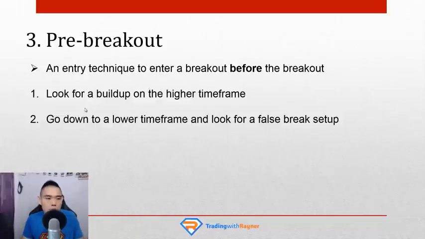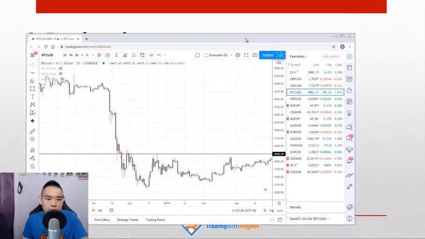So very simple. Number one, you look for a build up on the higher time frame. For example, it could be the daily time frame. Number two, you want to go down to a lower time frame and look for a false break setup. This could be, let's say, the 4-hour time frame. Okay, so let me walk you through an example to see this in action.